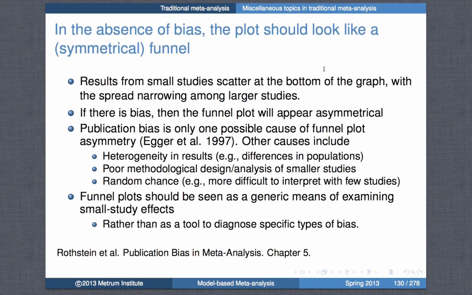It's certainly the case that if there is bias, then the funnel plot should be asymmetrical. But it's not necessarily the case that an asymmetrical funnel plot means that there is bias, or more specifically that there is publication bias. Other reasons for asymmetrical funnel plots could be that there's heterogeneity in results.